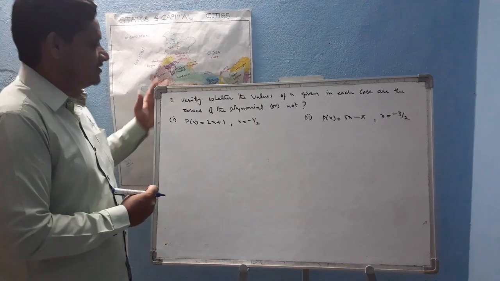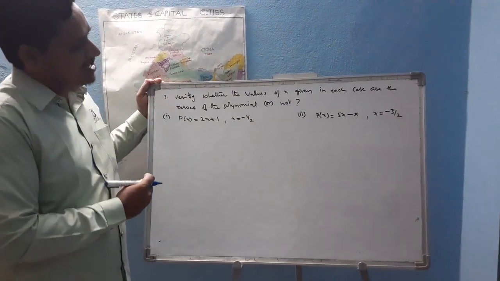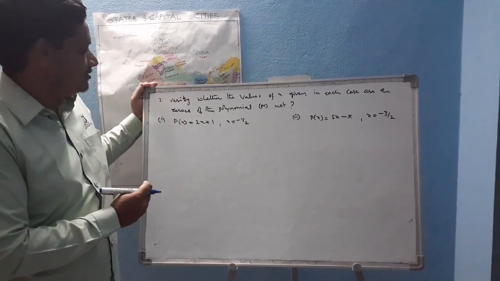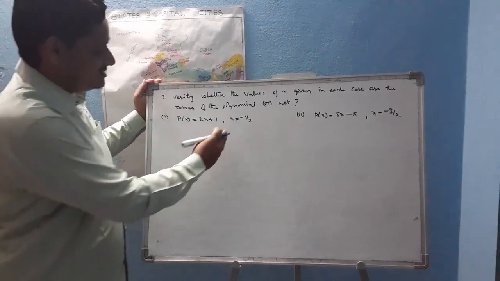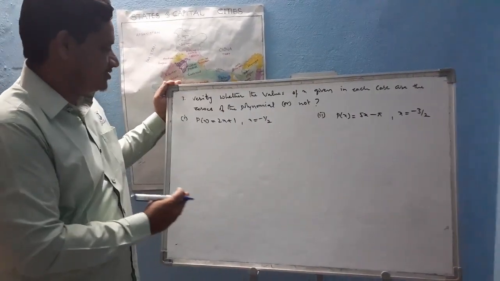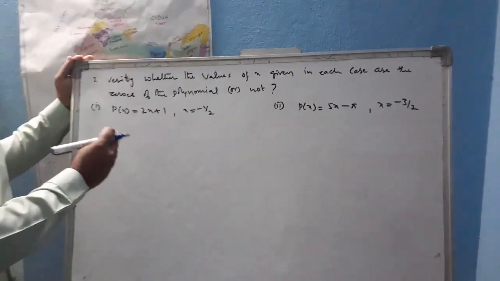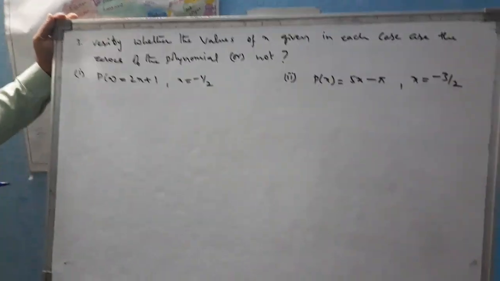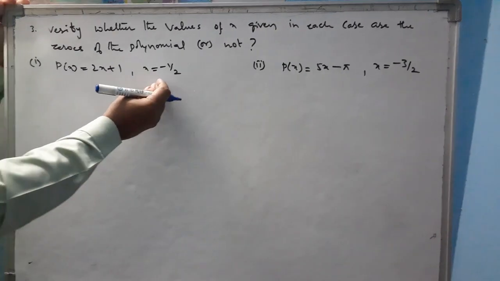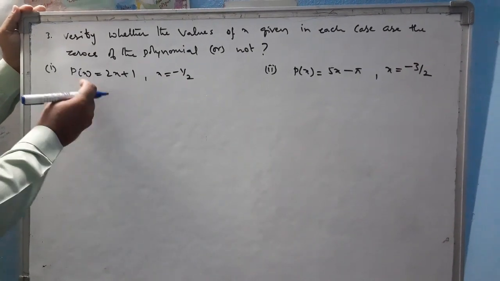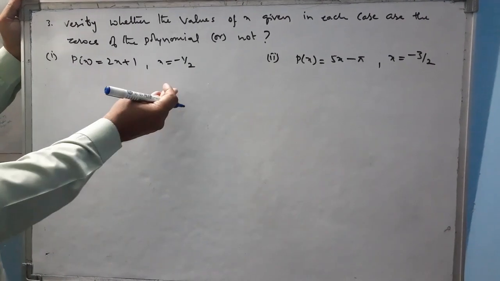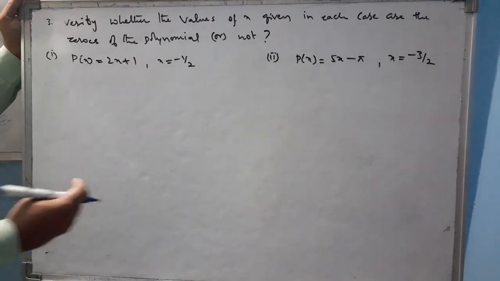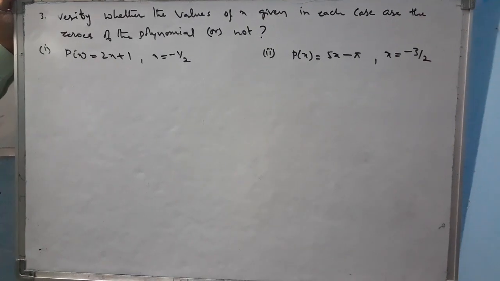Now the third one. Verify whether the value of x given in each case is a zero of the polynomial or not. So now, is x equal to minus 1 by 2 a zero of the polynomial or not? We have to verify. For this, we substitute x equal to minus 1 by 2 in p of x. If it is equal to 0, then we say that x equal to minus 1 by 2 is a zero of the polynomial.